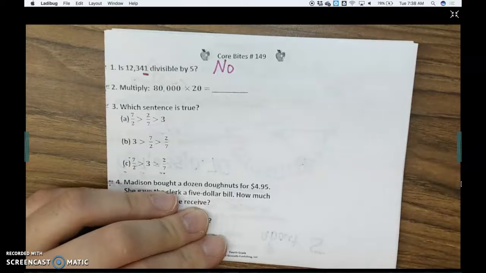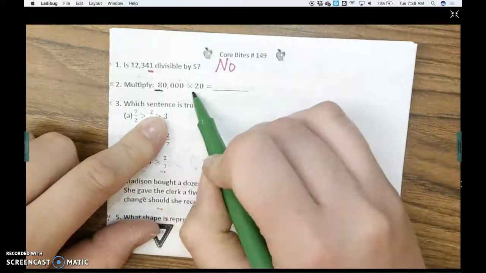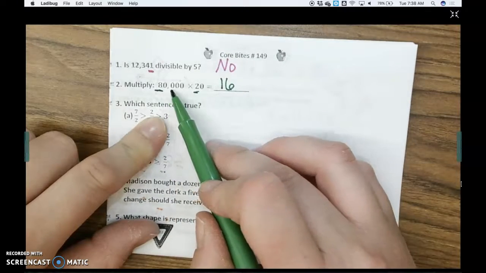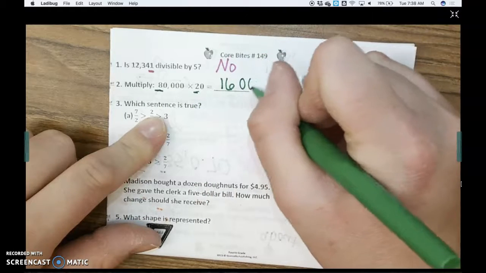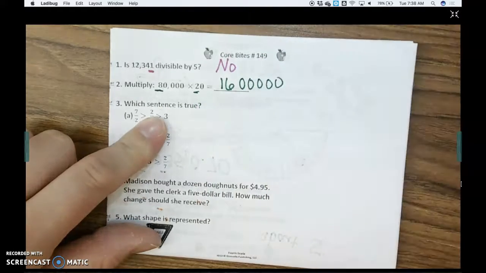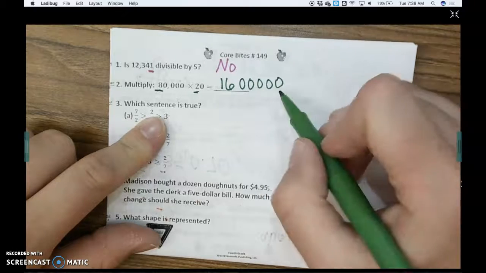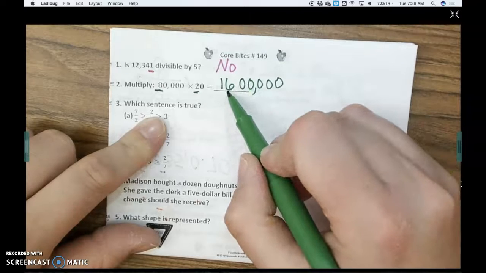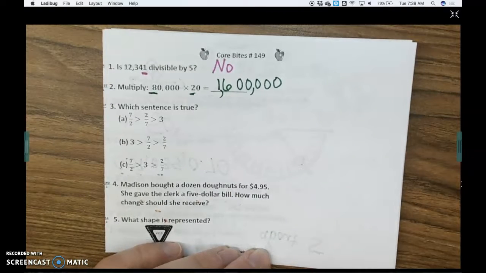For number 2, we're going to multiply, and we're going to make it easy and just add all those zeros. So 8 times 2 is going to give you 16, and then just add the zeros. 1, 2, 3, 4, 5. So add your 5 zeros. Then count back based on the periods. Every 3 zeros, you're going to put a comma. So 1, 2, 3, comma, 1, 2, 3. And so you would end up with 1,600,000.